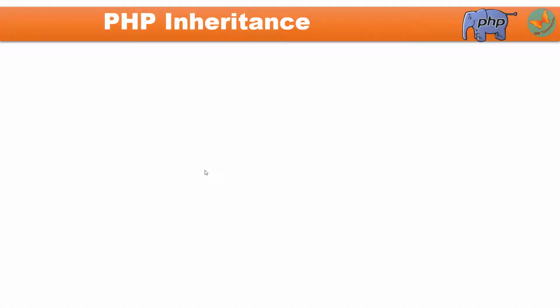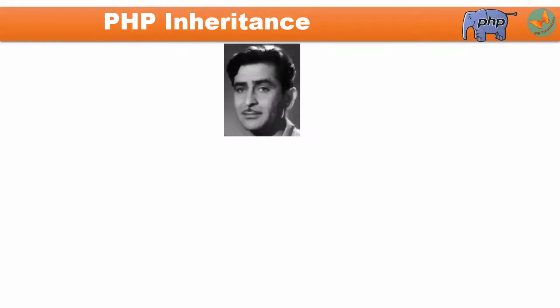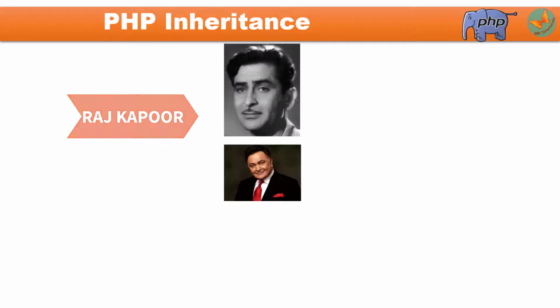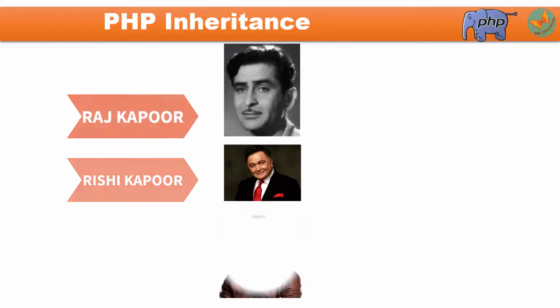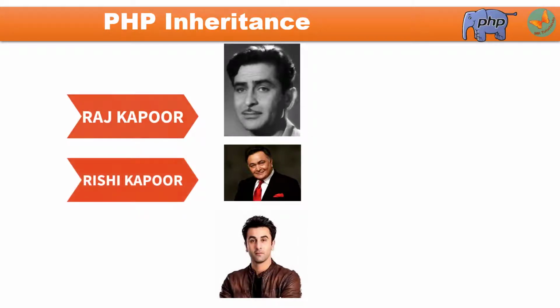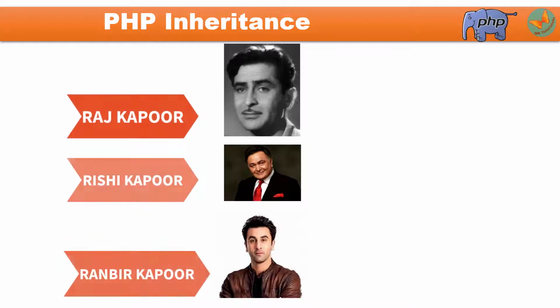Today we are going to discuss a concept called inheritance. Identify this photograph. This is a photograph of a famous actor. If you know Hindi cinema, this is none other than Raj Kapoor. Next, identify this photograph. This is a photograph of Rishi Kapoor, another Indian actor. And the third photograph is of Ranbir Kapoor.